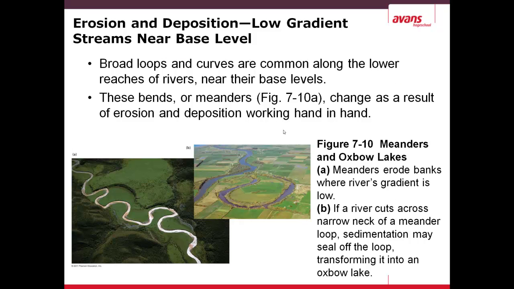As you continue further along the river and it approaches its base level, broad loops and curves can form. These bends, which are also called meanders, change throughout deposition. These bends can sometimes form into oxbow lakes, which are meanders that cut through themselves. At certain points in time, these meanders are cut off, and a lake forms. These are called oxbow lakes.